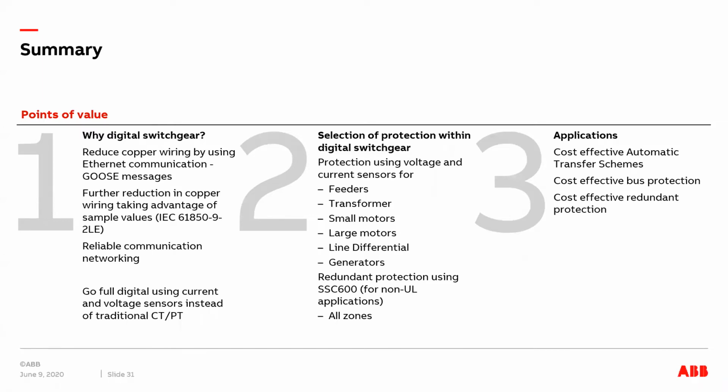Number two, we can select the protection required for each specific application, whether it's a feeder, transformer, small motor, or large motor, line differential, or generator. We have several different IEDs and applications to choose from, and we also can do redundant protection using SSC600. And we also looked at some of the very cost-effective schemes which can be built based on this technology, like cost-effective auto transfer scheme, cost-effective bus protection, and cost-effective redundant protection.